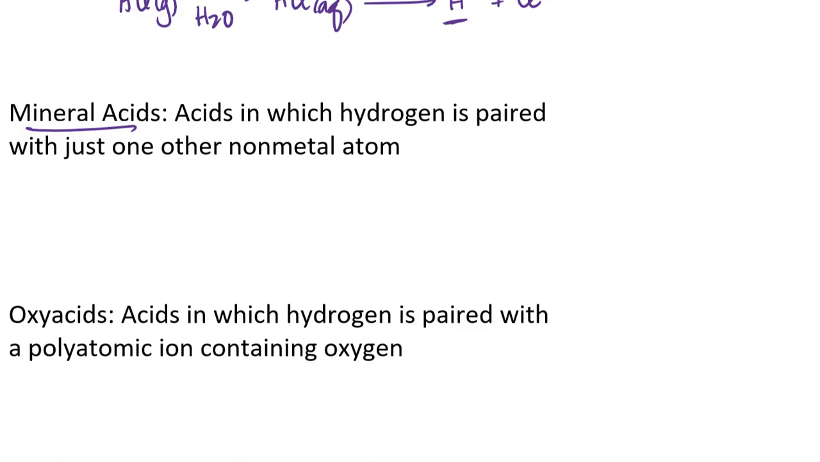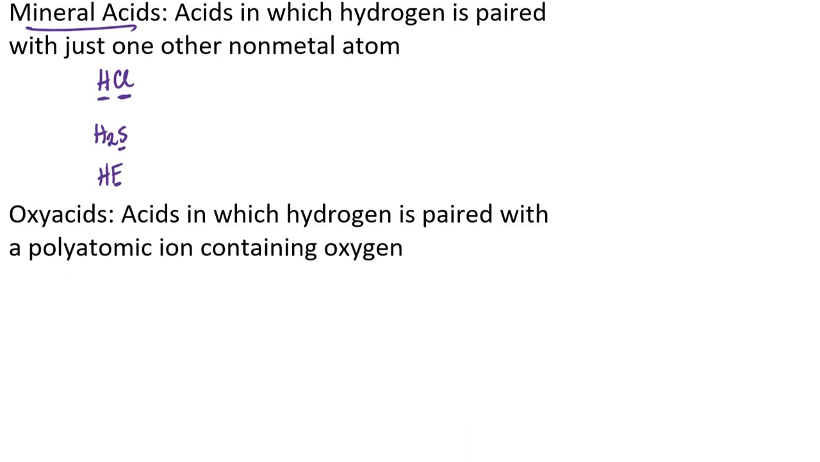Essentially, mineral acids are just acids in which I have hydrogen bonded to some other non-metal. So basically, the example I used up above is one such example: hydrogen covalently bonded to chlorine. Or if I've got hydrogen covalently bonded to sulfur. Or if I've got hydrogen covalently bonded to fluorine. Notice that it's basically hydrogen and just one other element. These are what we refer to as mineral acids.